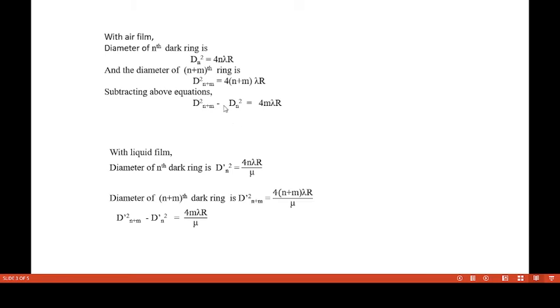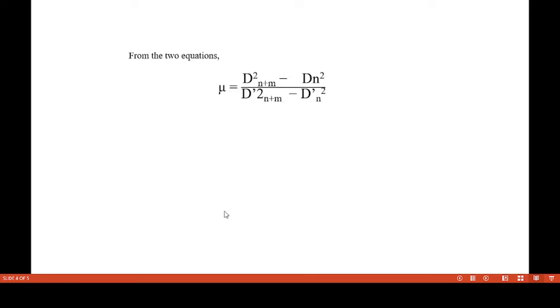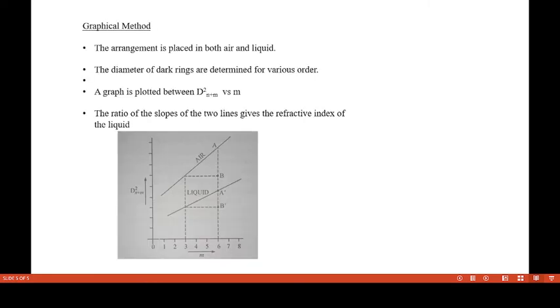So by dividing this term, in the numerator 4m lambda r gets cancelled, and the only term remaining will be mu in the numerator after taking reciprocal. So this will be the value of refractive index. Again, this can be determined using graphical method as well.